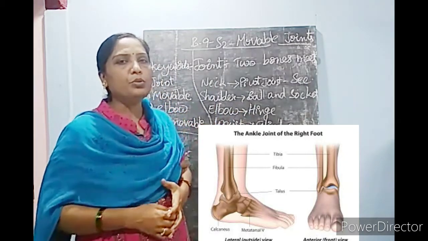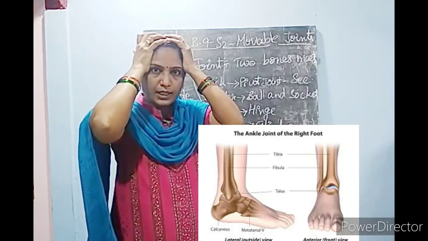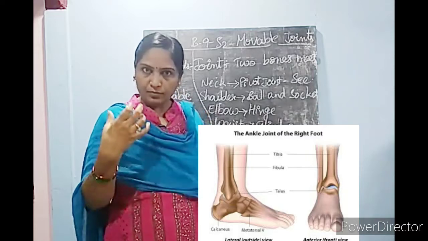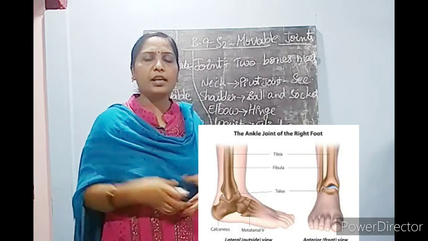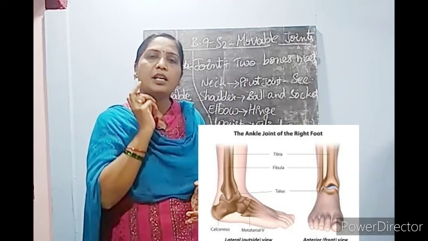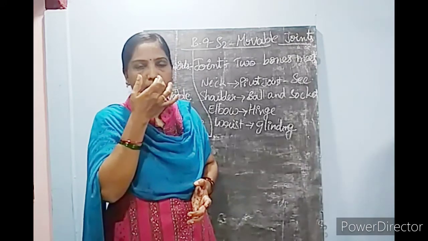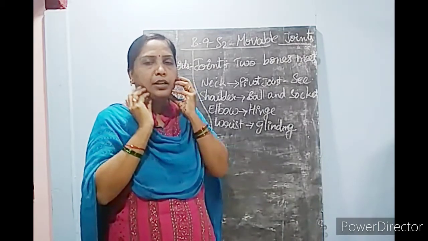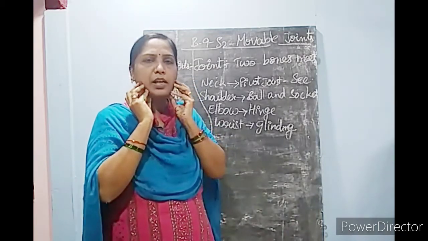And now come to your head, your skull part. In the skull, there are many bones. They attach to one another. For example, this is your lower jaw, this is your upper jaw. Both are jointed. But do you want to move? Can you move like this?